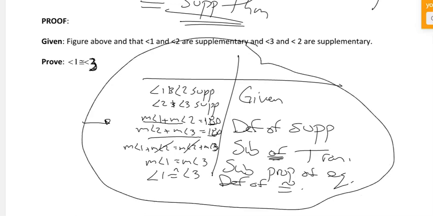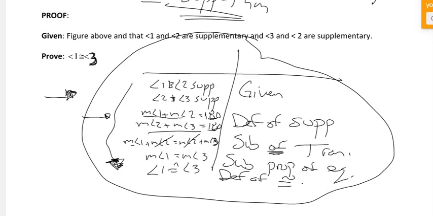There we go. If 1 and 2 are supplementary and 3 and 2 are supplementary, then 1 has got to be congruent to 3. We just proved the theorem. We went through the process of saying they're supplementary, saying they equal 180, therefore they equal one another, and luckily I was able to subtract the same thing from both sides, and we are able to do the whole thing.